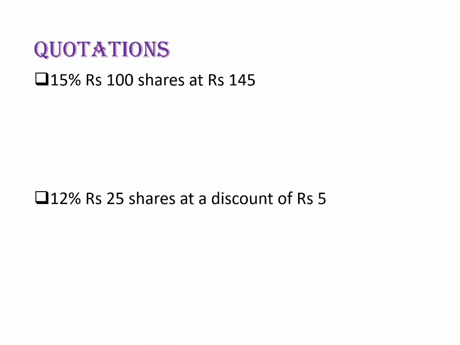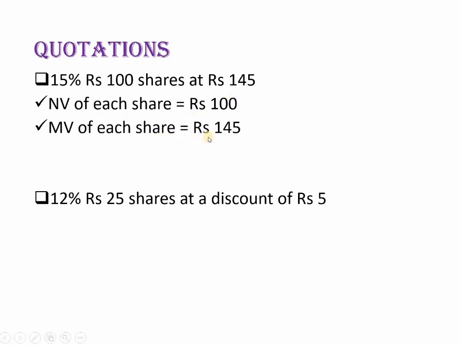Okay, so let's read the first statement. So it says 15% of rupees 100 shares at rupees 145. So 15%, whatever is given in percentage, that represents dividend percent. Now rupees 100 shares, if you see this kind of phrase written, this rupees 100 represents nominal value of one share. At rupees 145 means that the market value MV of each share is rupees 145. And as I said, dividend percent is 15%.